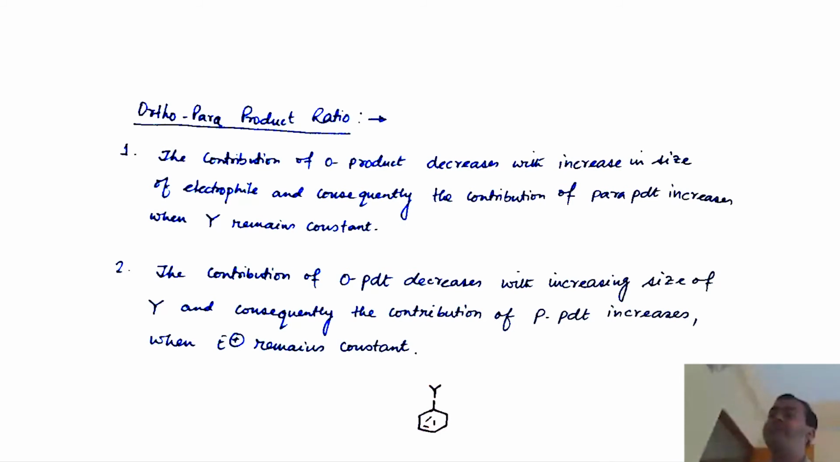In the same way, if the electrophile remains constant and you increase the size of the Y group, then also they will have steric interaction. So again, your para product will increase. So there are two things: either you increase the size of the Y or you increase the size of the electrophile. In both cases, it leads to steric interaction, and that is why your para product will increase.